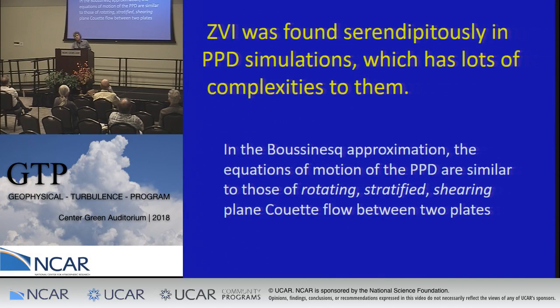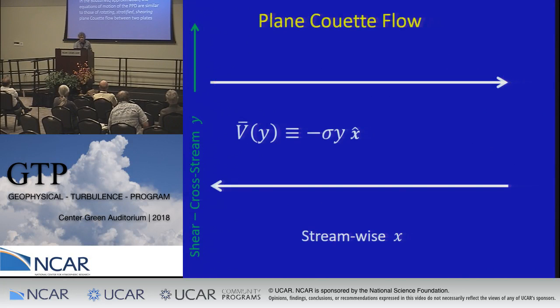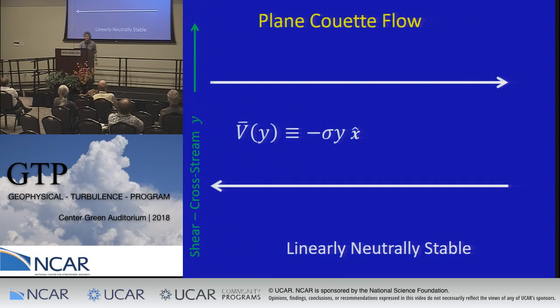So we simplified the problem into the simplest thing we could think of: plane Couette flow between two plates, or unbounded, that was rotating, stratified, shearing, with a Boussinesq equation of state. Excuse me. So here's good old Couette flow. It's a fluid problem, rather than an astrophysics problem. The streamwise direction here is x. The cross-stream direction is y. The shear is sigma. And this flow is neutrally stable. You can just calculate it's linearly neutrally stable.